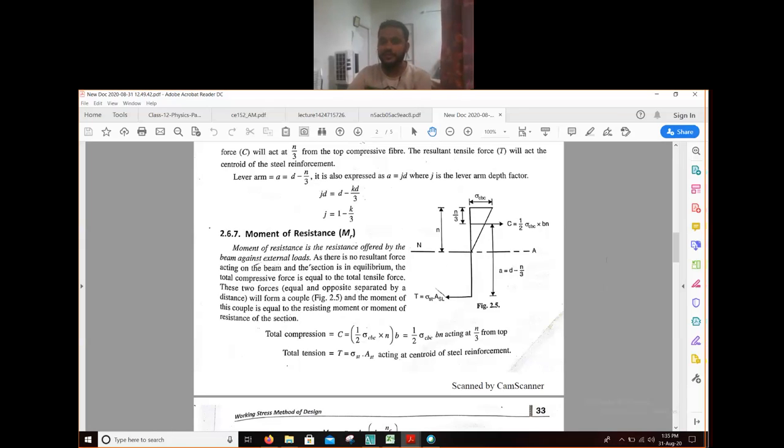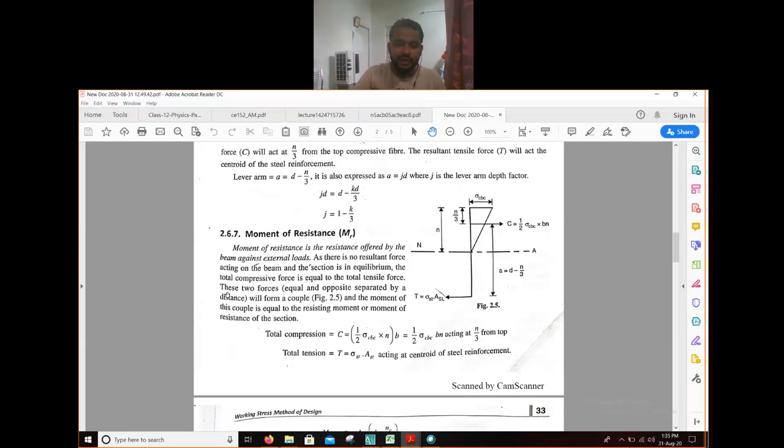Can you guess? D minus n by 3. Any other answer? a equal to d minus n by 3, sir. Yeah, good. We have to consider this lever arm. Because you can see, that's why I am showing you the video. It is written here. The total compressive force is equal to total tensile force.